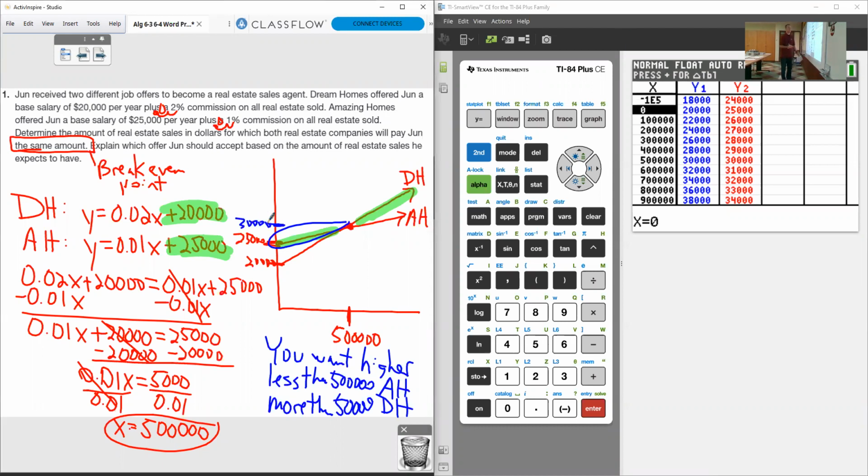That's our break-even point. So that's where our two things are going through. That's where they're equal to each other. You can see that in the table. 500,000 is 30,000 and 30,000. Notice that the first line, which is dream homes in the blue, is less than our amazing homes in the red, all the way up to our break-even point, and then all of a sudden the dream homes is more. So you can figure it out from the table as well.